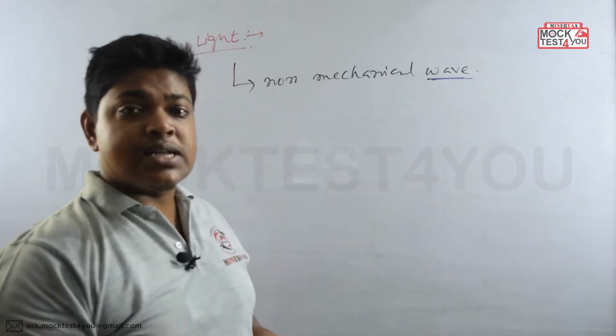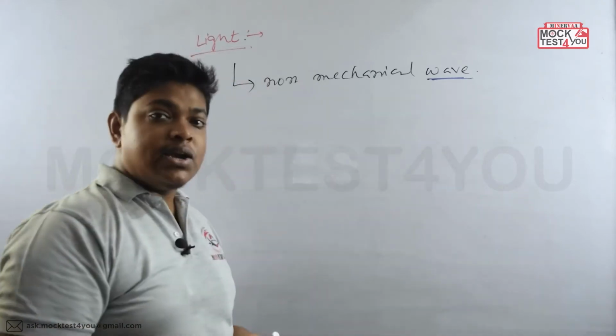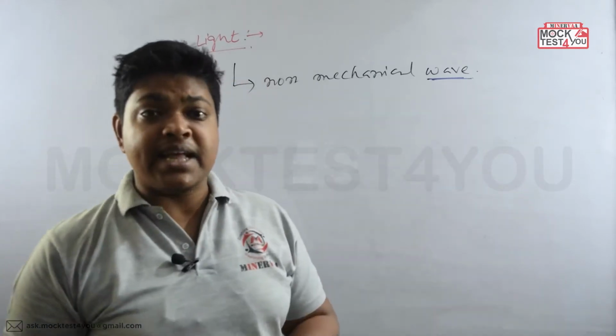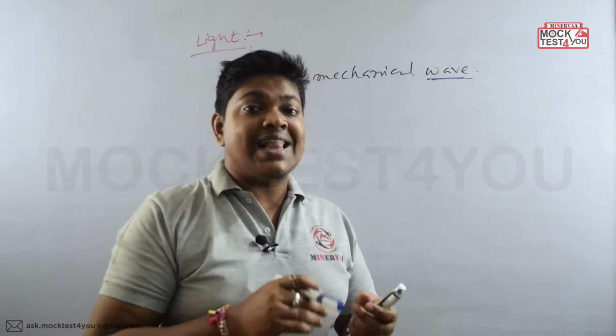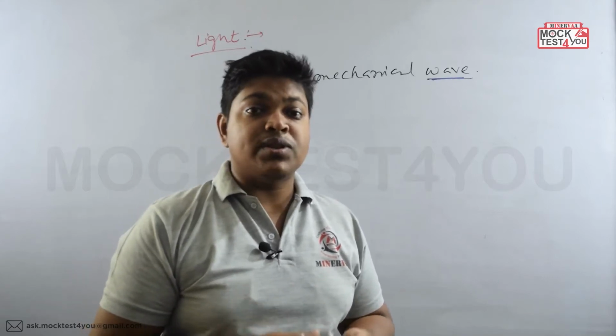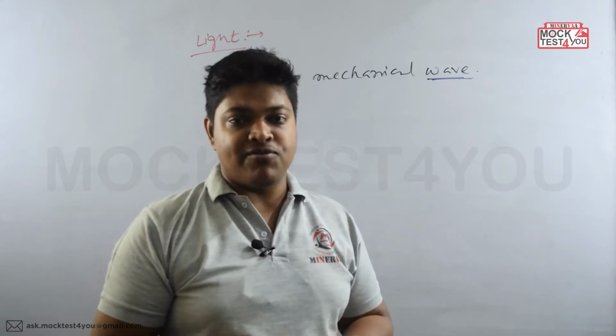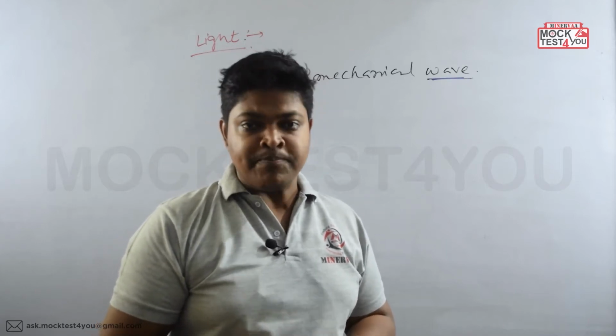Now some scientists have defined that light is one kind of wave, but it also has particle nature. Particle nature means that light is a source of energy, right? It is also known as an electromagnetic wave. Why is it said to be an electromagnetic wave?